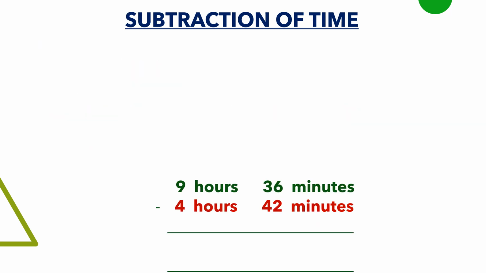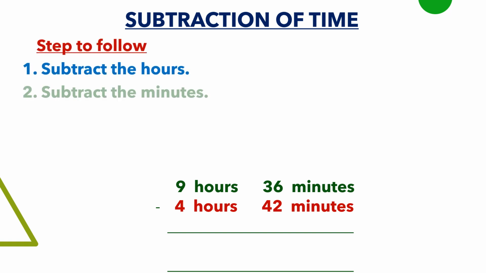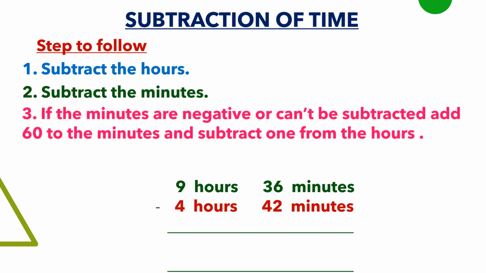Now subtraction of time. Here is an example. We have to subtract the hours, then the minutes, and if the minutes are negative or can't be subtracted, we have to borrow 1 full hour from hours and then add that hour to the minute section, or 60 minutes we will add to the minute section. Example is subtract 4 hours 42 minutes from 9 hours 36 minutes.